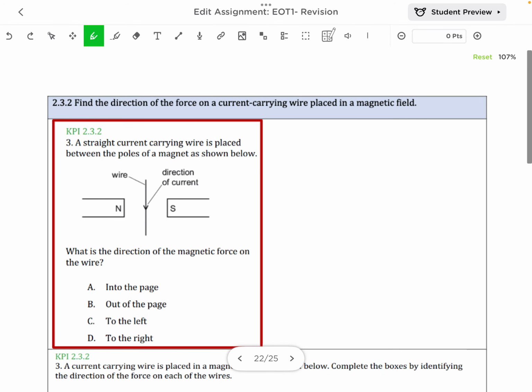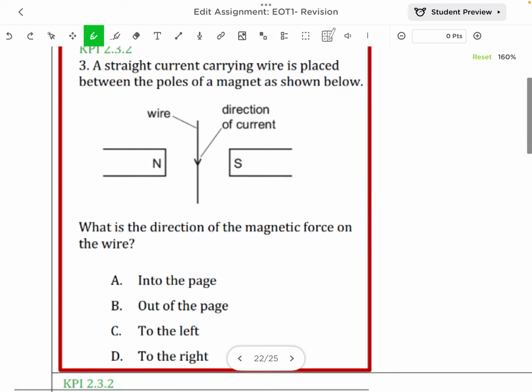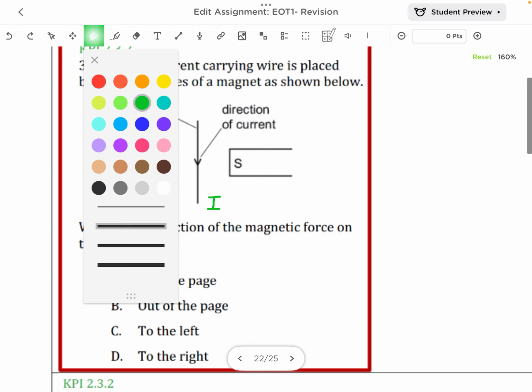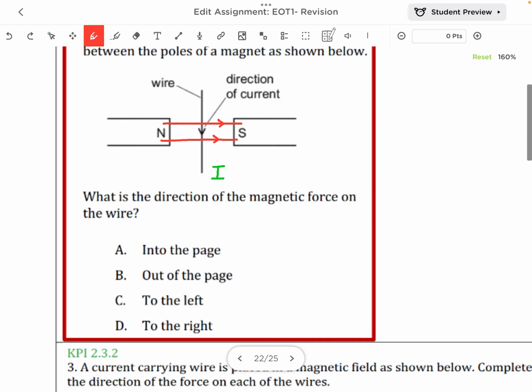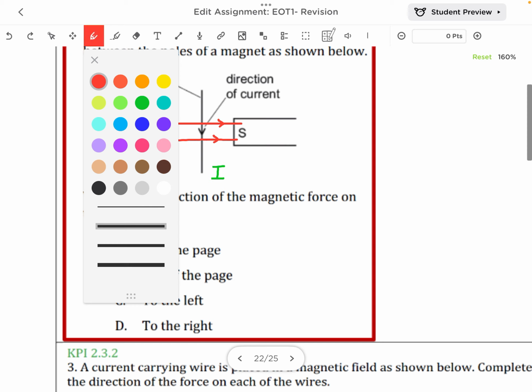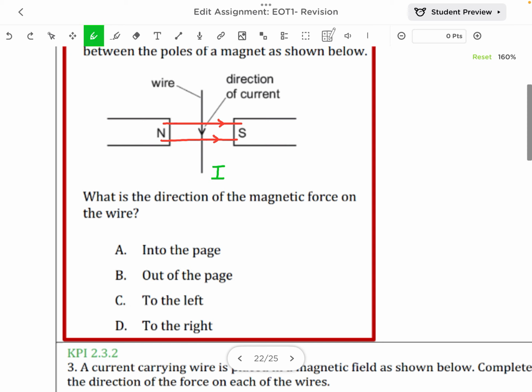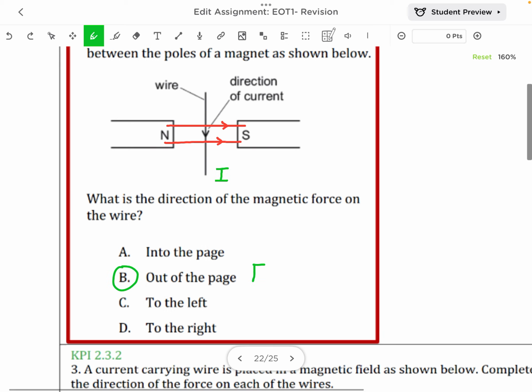Later, find the direction of the force on a current. For example, here my current is downward. The magnetic field is not given very explicitly. However, I know that it goes out of the north into the south. By applying the right hand rule, pointing my finger down, the force will be out of the page. So F is like a dot.